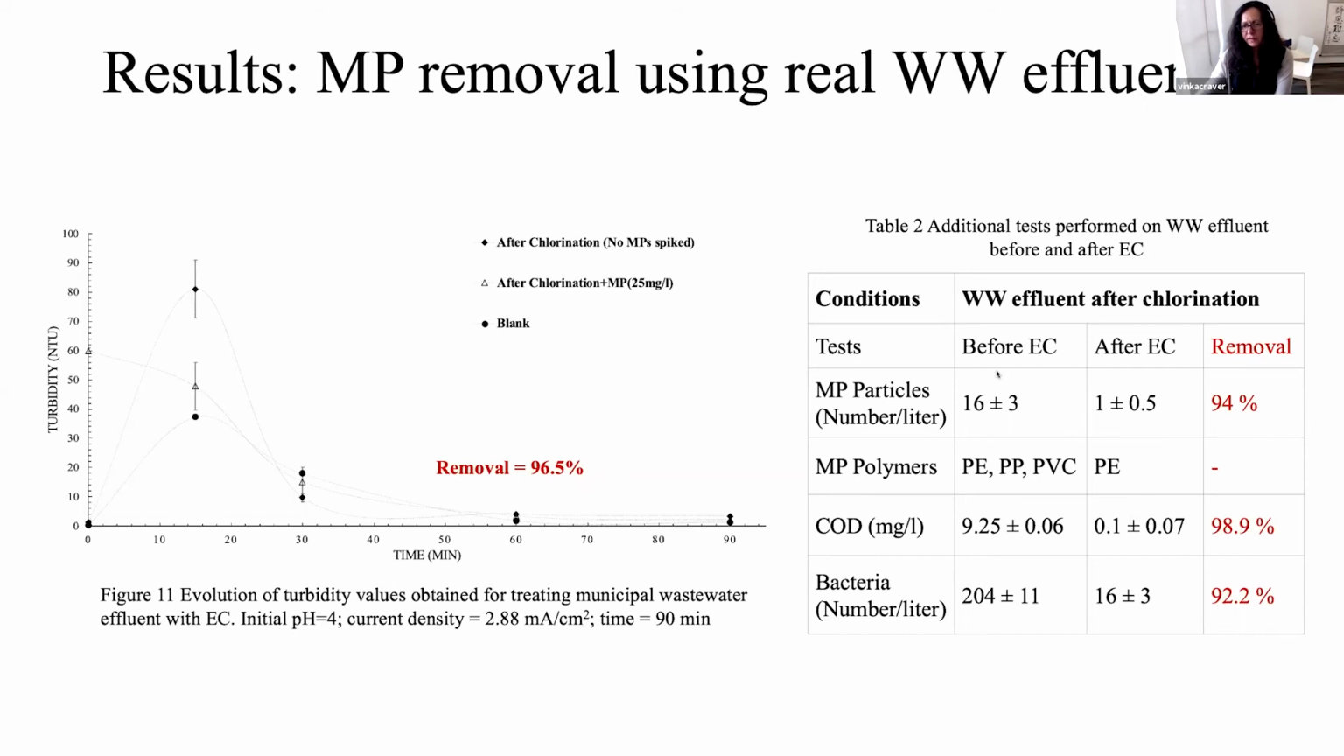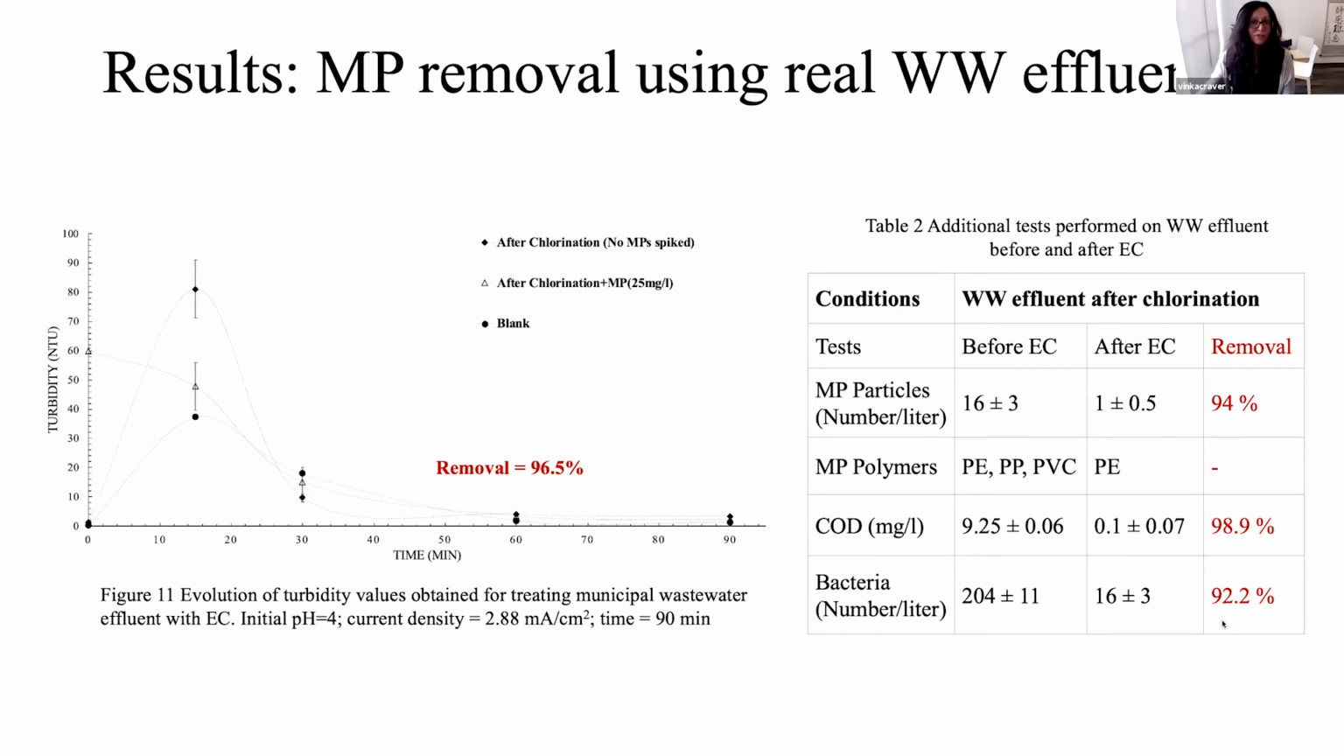Now, something interesting that we can see here in the table, we removed, well, in this case it was 94% after chlorination. Interestingly enough, we were also able to improve the quality of other parameters that could be possible contaminants in wastewater. For example, the COD, the chemical oxygen demand, is an indirect way to measure organic matter that is still left in the water. Using this method, electrocoagulation, we were also able to remove even further the amount of organic matter in it.